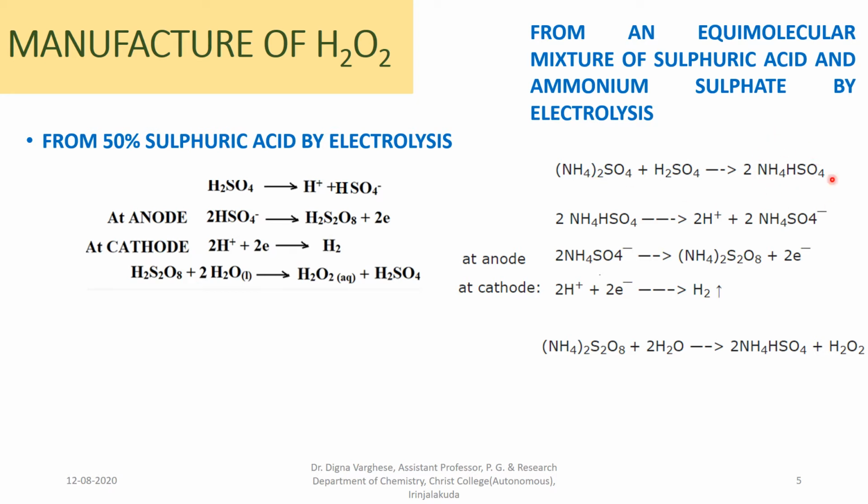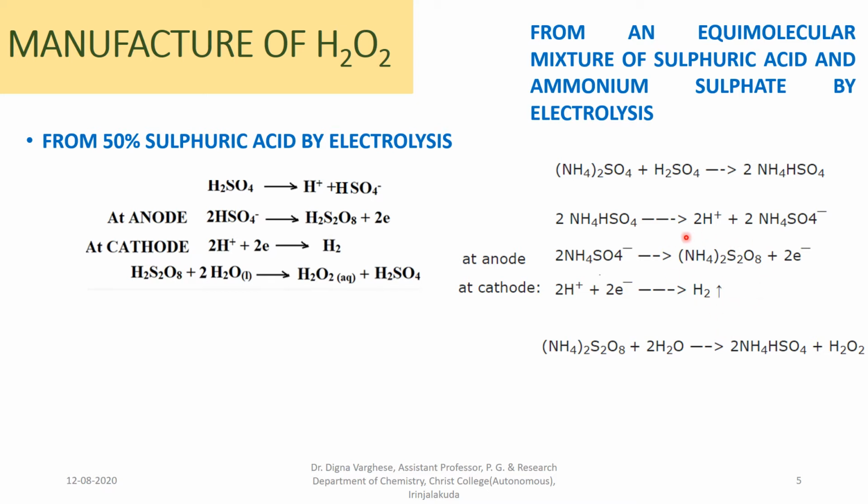We will get ammonium bisulfate. This ammonium bisulfate decomposes to proton and ammonium sulfate ion. At the anode, that is at the platinum electrode, ammonium sulfate will give ammonium persulfate with 2 electrons. At the cathode, or graphite electrode, reduction occurs and we will get hydrogen gas.